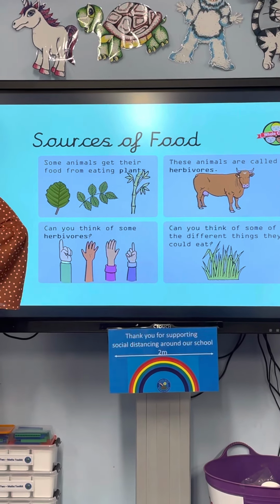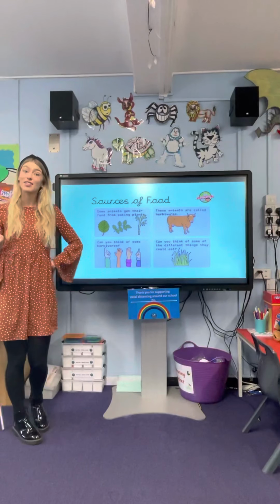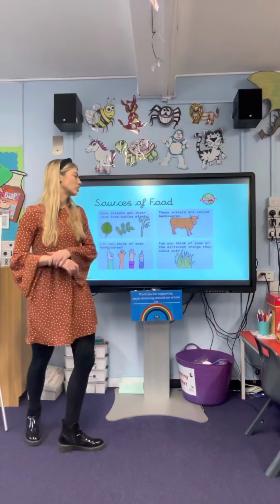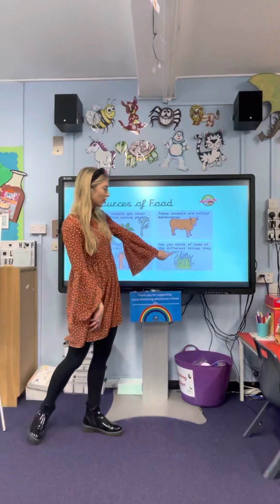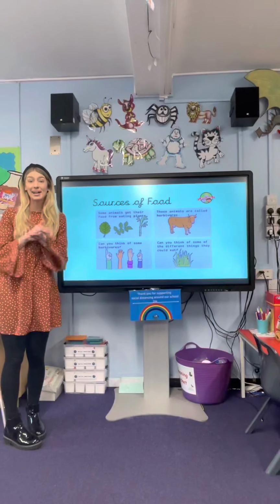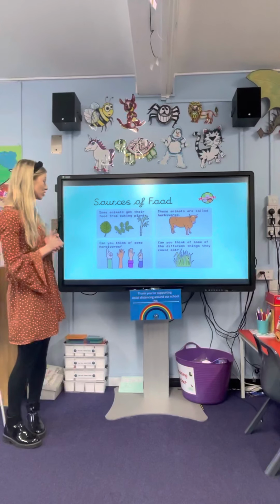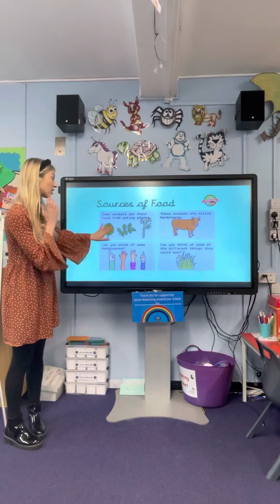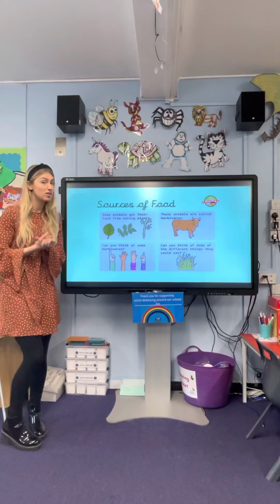Have a little pause and think if you can tell your rattle if there's any herbivores you can think of. Okay, and think about some of the different things they could eat. There's a bit of a clue here with some grass, okay? So think about things like cows, they eat grass, don't they, to get their nutrients, and bunny rabbits might eat that as well. It can also be plants and vegetables and things too.